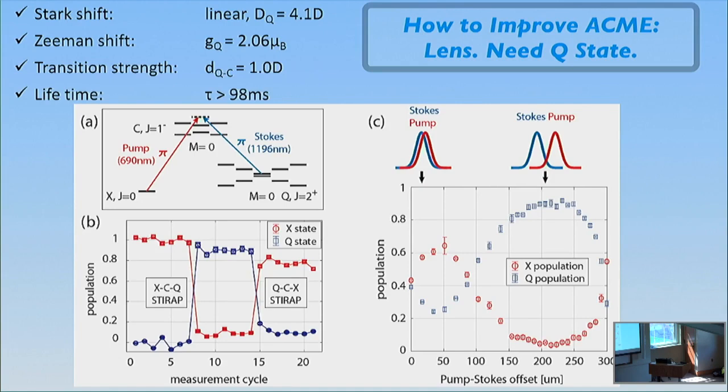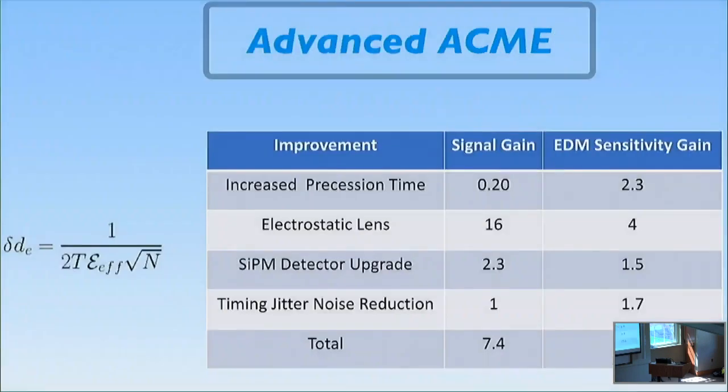And what this data is showing is that we can get, I want to say, is it 90%? Yeah, 90% efficiency, get the molecules into the Q state. Then we haven't focused them yet, but we can get them into the Q state and back out with 90% efficiency. And so this is a really huge step in being able to try to improve our flux. The next thing to do is to build a molecular lens. So we have now Advanced ACME. That's what we're working on now.